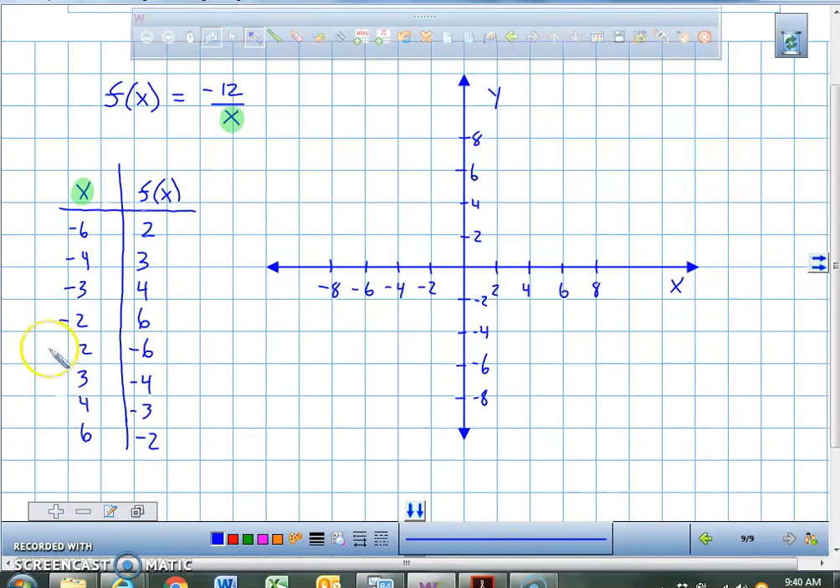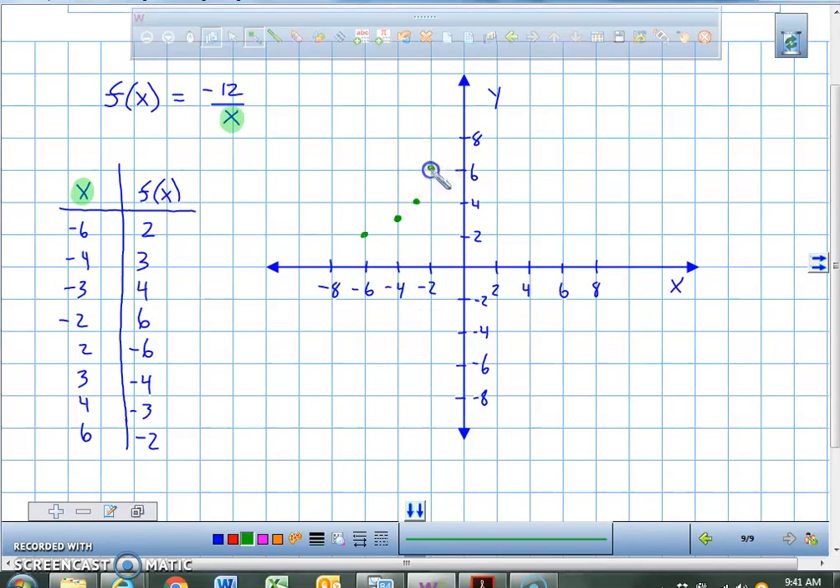All right. So what I want you guys to do, I'm going to pause this and give you a chance to plot some points. I'll let you plot them, and then we'll move on. So we have negative 6, positive 2. I'll make them in green. Negative 4, positive 3. That's going to have to be between the 2 and the 4. Negative 3, positive 4, right here.